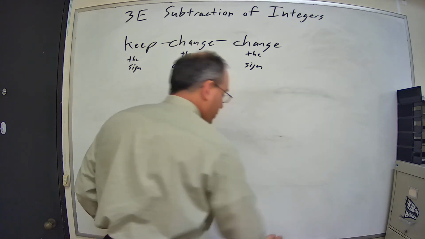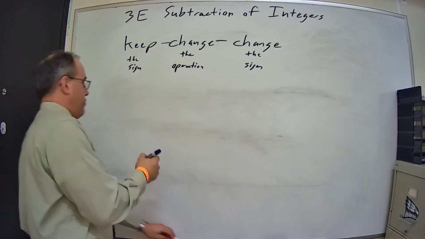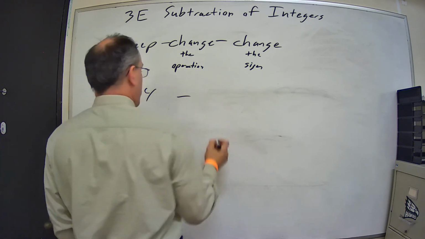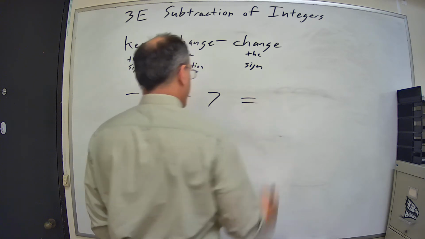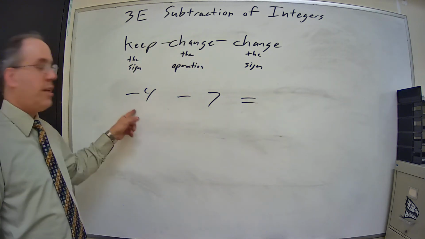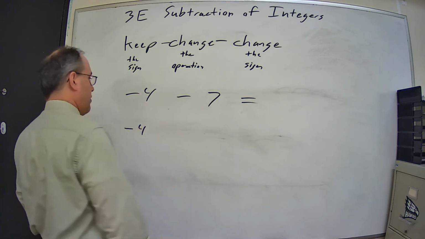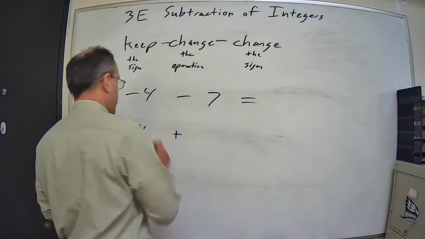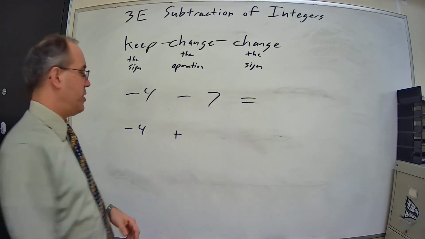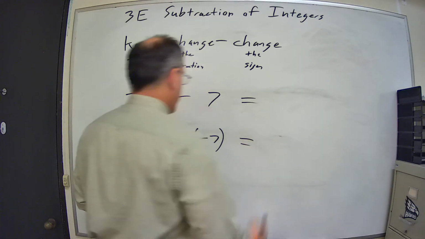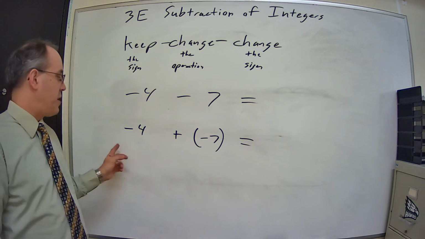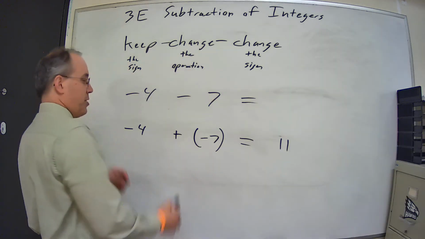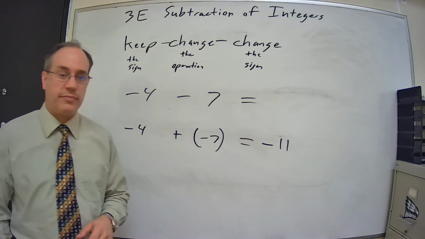Let's do another one just to make sure we got it. So what if we have -4 minus 7? So we're going to keep the sign of the first one, -4. We're going to change it from subtraction to addition, plus. We're going to change this +7 to a -7. Now we have addition of signed numbers. The signs are the same, so we're going to add 4 plus 7 is 11. And we're going to keep the sign, which is negative.